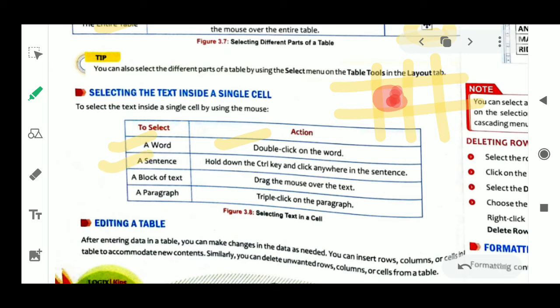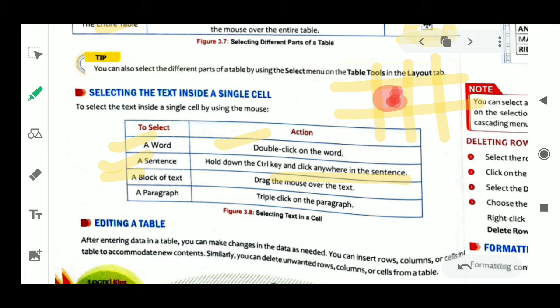I have to select a sentence. Then what will I do? To select the sentence, I have to hold the control key and click anywhere in the sentence. There is a key on our keyboard, the control key. I will hold it, means I will keep pressing that control key, and then click anywhere in the sentence, and that sentence will be selected. Got it?